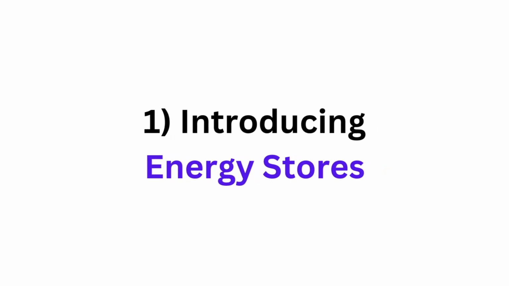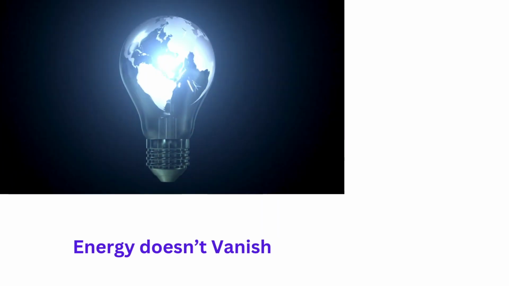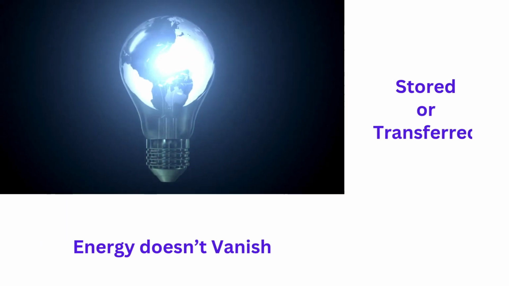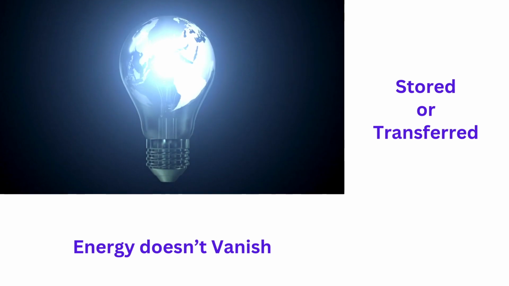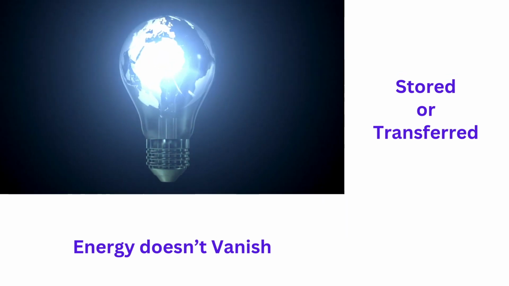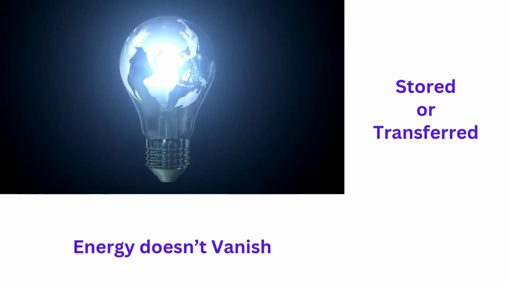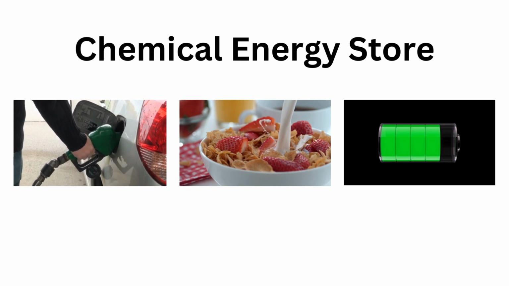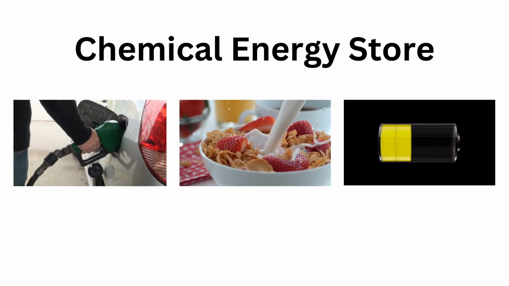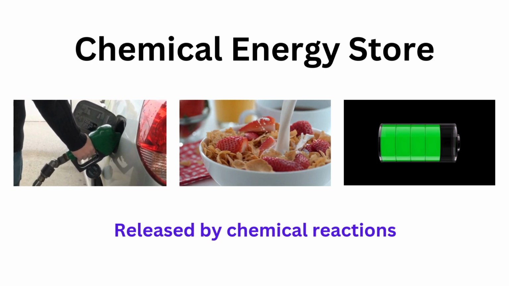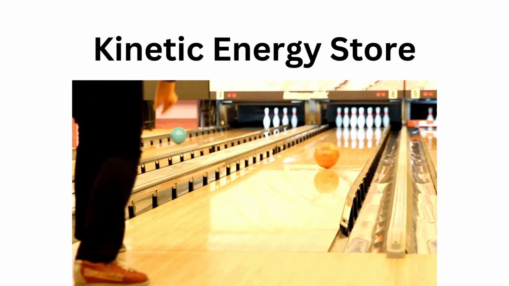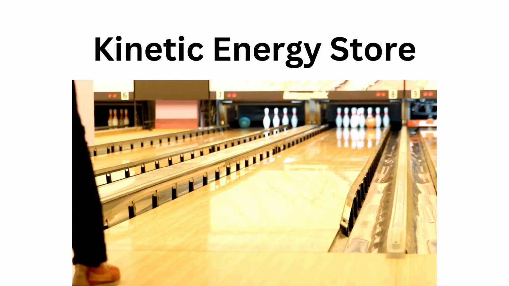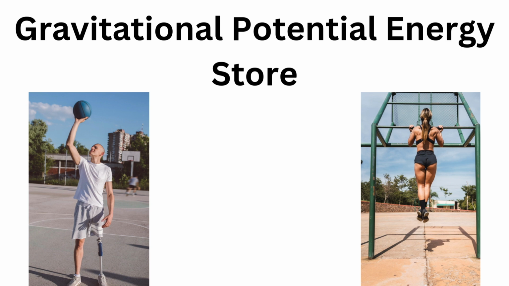First off, let's remind ourselves, energy doesn't just vanish. It's always either being stored or transferred in some way. Here are some main stores we talk about in the GCSE syllabus. Chemical energy store, found in fuels, food, or batteries, released by chemical reactions. Kinetic energy store, associated with anything that's moving. Gravitational potential energy store, linked to an object's position above the ground. The higher it is, the more potential it has.